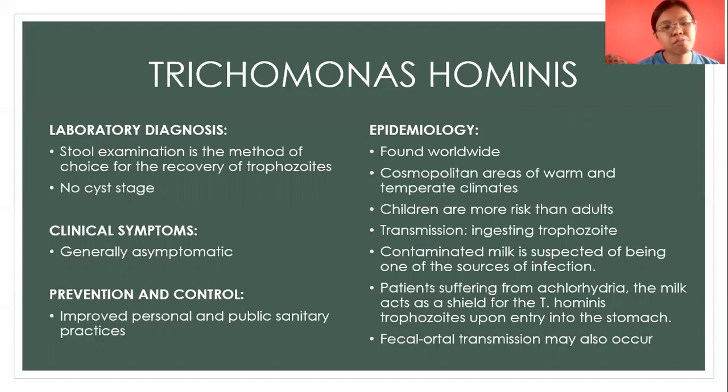Prevention and control: improve personal and public sanitary practices. So epidemiology natin, usually ang ating Trichomonas hominis found worldwide, cosmopolitan areas of warm and temperate climates. So children are more at risk than adults. Transmission niya is ingestion of trophozoite. So contaminated milk daw is suspected of being one of the sources of infection. Then patients suffering from achlorhydria, the milk acts as a shield for the Trichomonas hominis trophozoites upon entry in the stomach. So fecal-oral transmission may also occur.